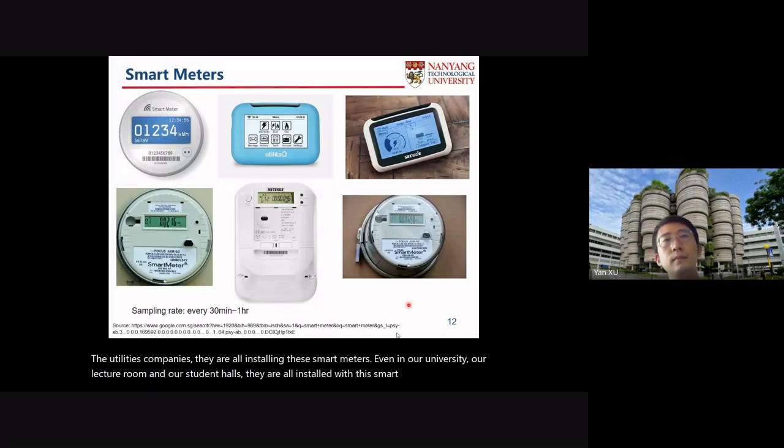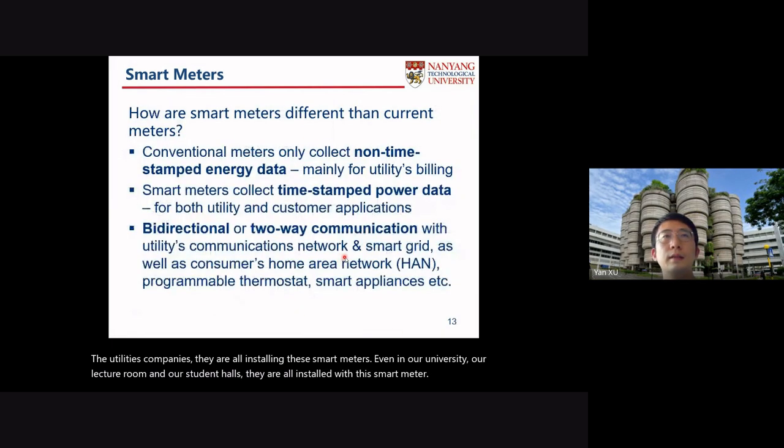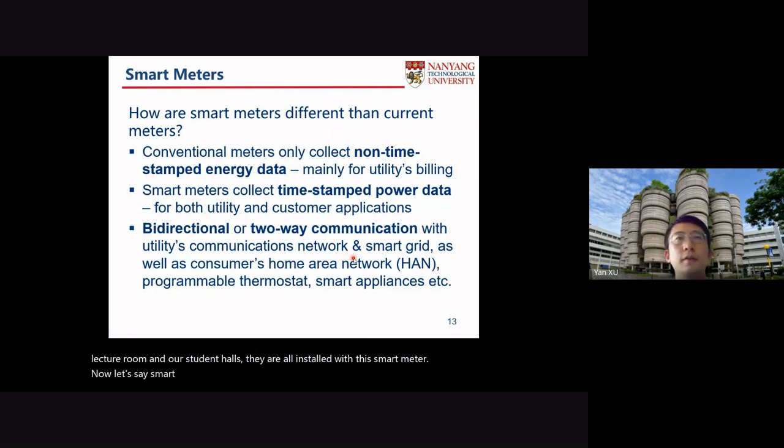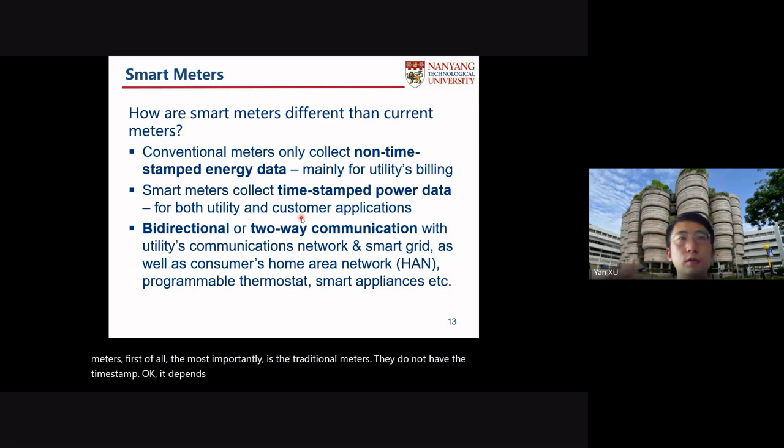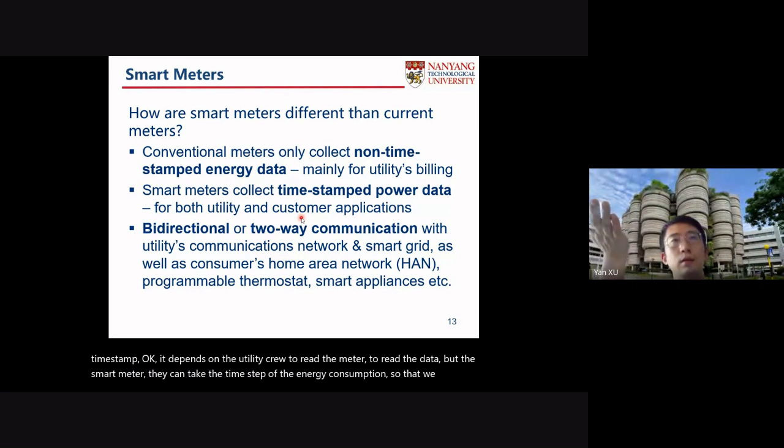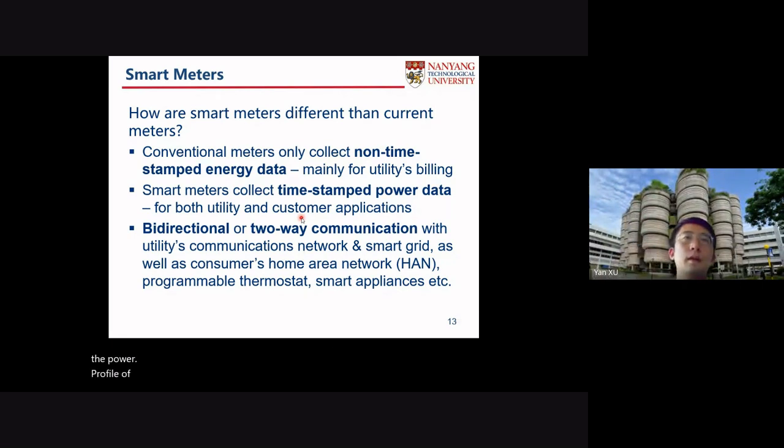Now, let's look at the difference between the smart meters and the traditional meters. First of all, most importantly, the traditional meters do not have the time stamp. It depends on the utility crew to read the meter, to read the data. But the smart meter can take the time stamp of the energy consumption so that they can measure the power profile of the customer. Later, I will show an example.